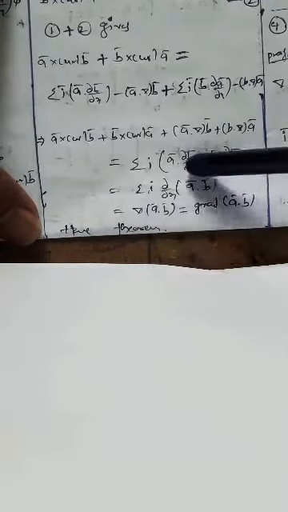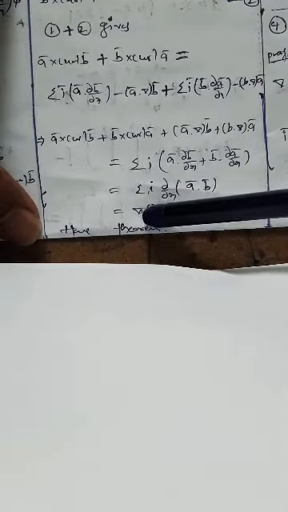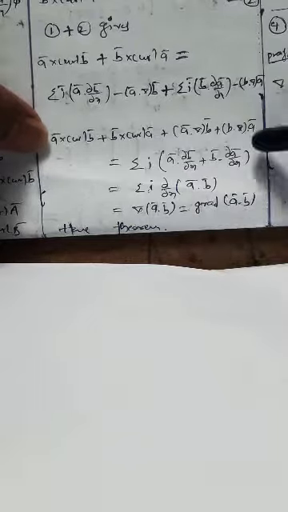Now this can be written as summation i ∂/∂x of what? Del of a dot b. So finally we will get del of a dot b, which is nothing but grad of a dot b. Hence we proved the theorem. This total one equals, we got grad of a dot b. Clear? Now let me see another one.